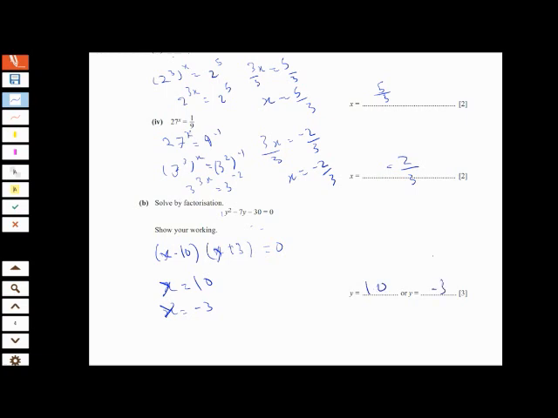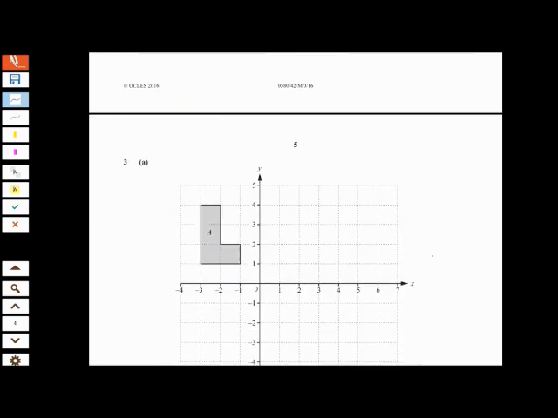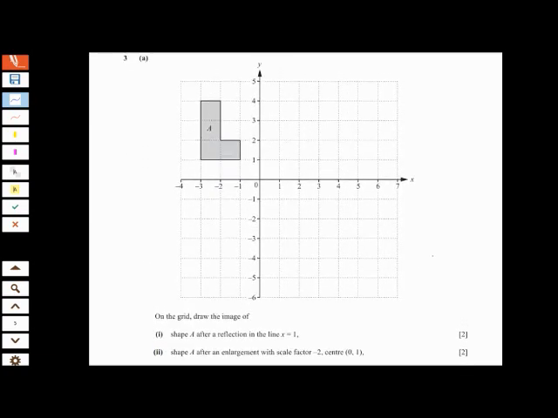Okay. Now moving on to the next question. Question 3. Now on the grid, draw the image of shape A after reflection in the line x = 1. So basically x = 1 is here. Okay, now reflection in this line.